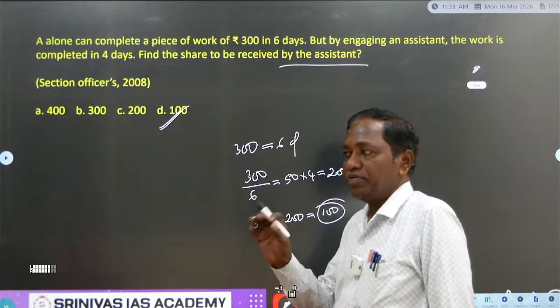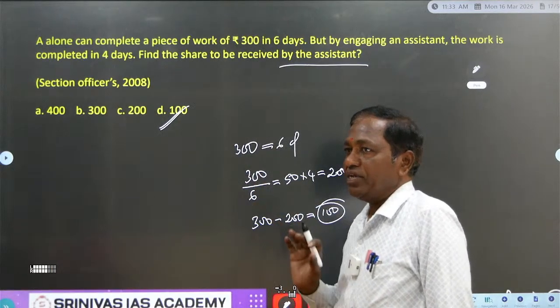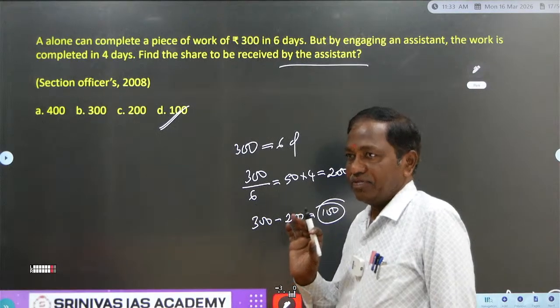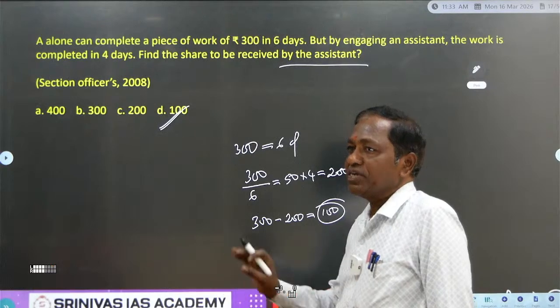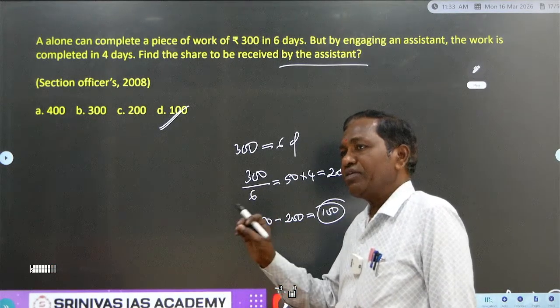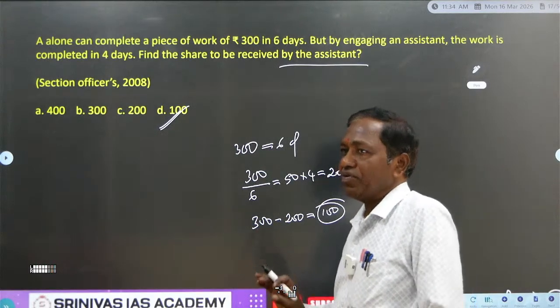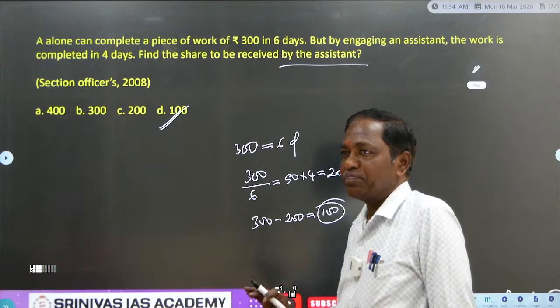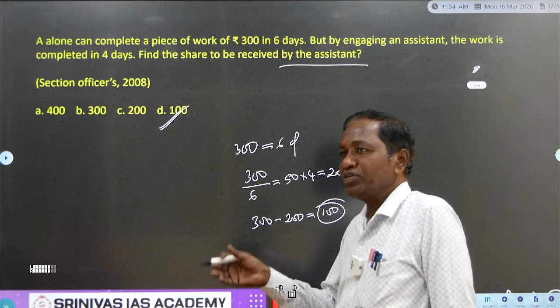See, for example, I take up the work. The total contract money is 300 rupees. If I finish the 6 days work, I work for only 4 days with the help of my assistant. For 6 days it is 50 rupees per day. When I work for 4 days, 50 into 4, 200 rupees. The balance money should be given to the person who is assisting me.